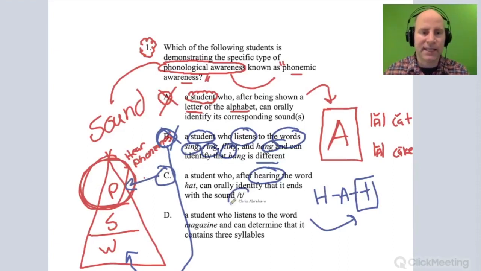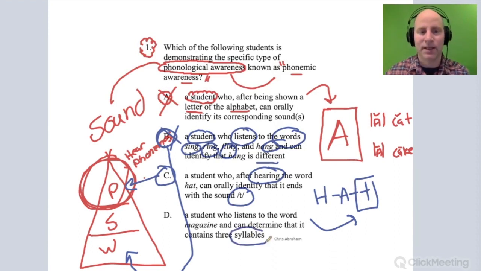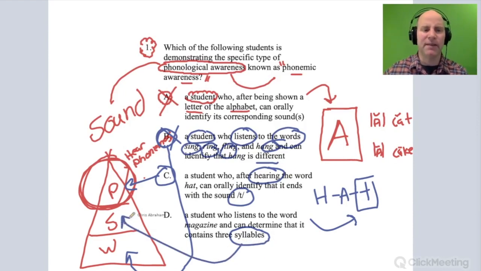You'll notice here that it's dealing with individual sounds. That's what phonemic awareness activities do. They deal with individual sounds in a word. The answer is C. Let's now rule out D. D says a student who listens to the word magazine and can determine that it contains 3 syllables. That's like a child saying that magazine is made up of mag-a-zine, 3 syllables. Well, it's a great phonological awareness activity, but it's more of a syllable or intermediate level skill.